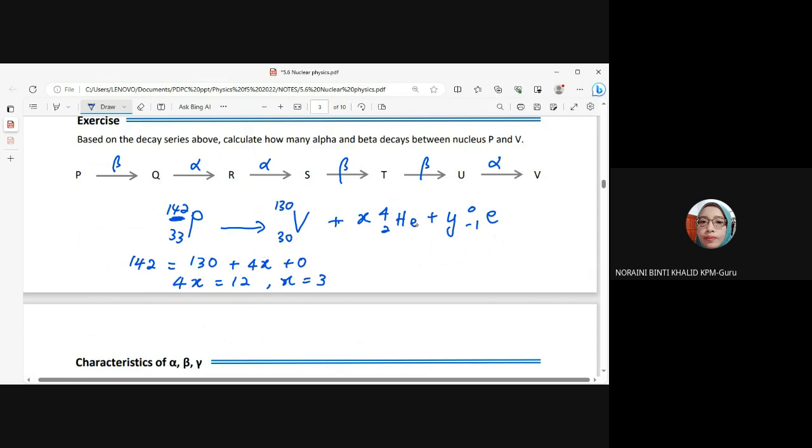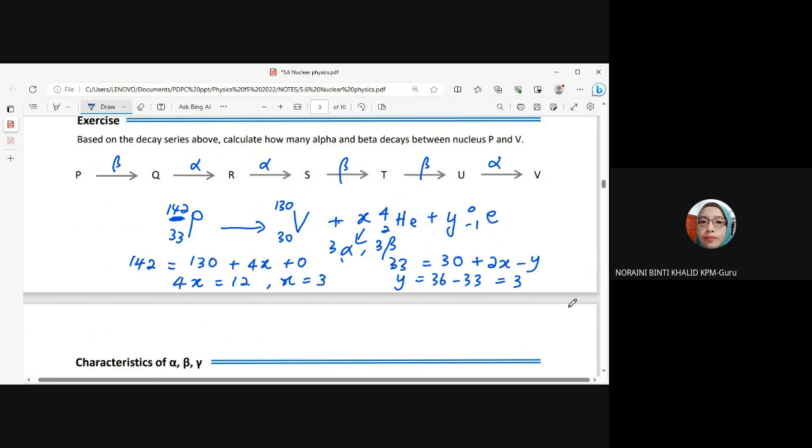Now we use the proton number. 33 equals 30 plus 2x minus y. The x we already got is 3, so y equals 33 minus 30 minus 6. Okay, is it correct? Wait, y here: 30 plus 6 is 36, 36 minus 33, we also get 3. So there are 3 alpha and 3 beta.